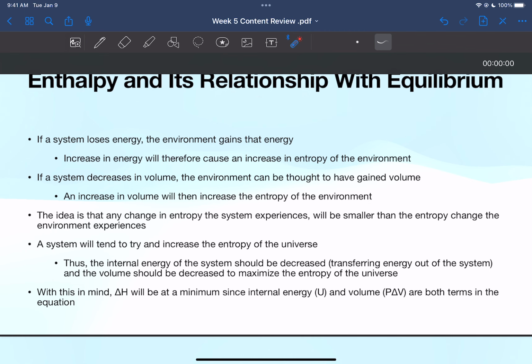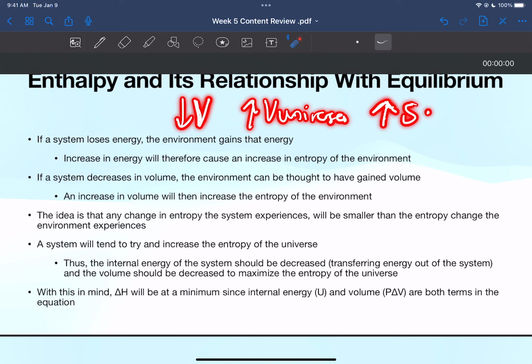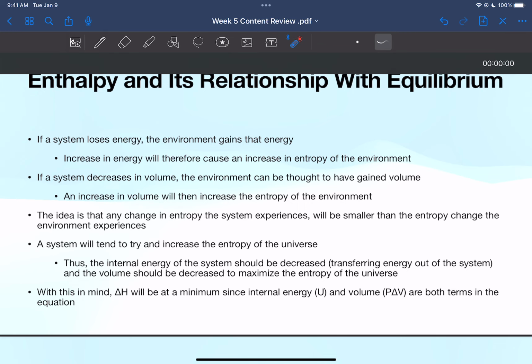We can do the same with volume. If we decrease the volume of the system, we increase the volume of the universe. And if we increase the volume of the universe based on volumetric entropy, then the volume of the universe container basically is increasing, and therefore your entropy of the universe is increasing as well, right? So it's an opposite relationship.